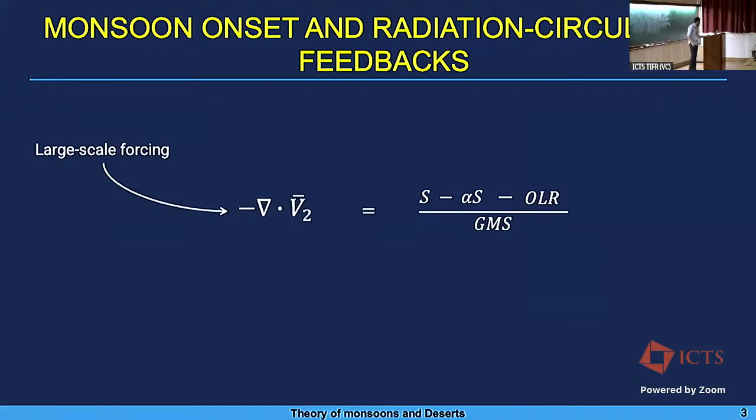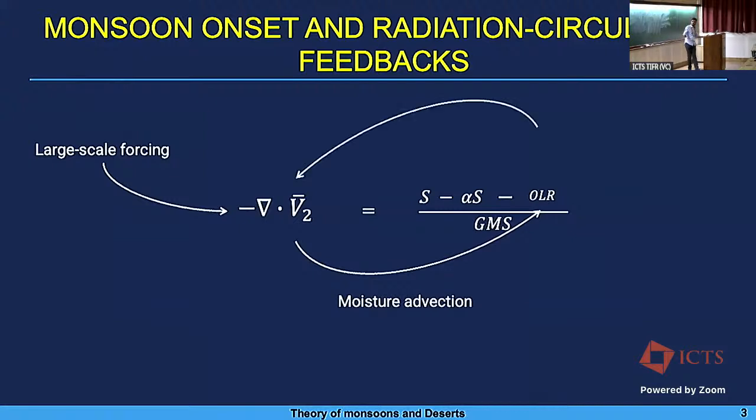This will advect moisture into this region, which has an impact on OLR initially. So what is the effect on OLR? OLR reduces. So if OLR reduces, F2A, which is the sum of these 3, will increase. Numerator is increasing, then that leads to further increase in convergence, large-scale convergence.